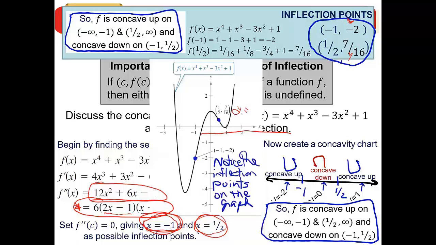If you really want to see what the graph looks like, you can see it here, and you can see the inflection points at -1 and at 1/2, and you can see the concavity matches exactly what we said it was. Practice, practice, practice. There's nothing inherently difficult about any of this, but you do need to practice, especially if you have algebra skills that need to be honed.